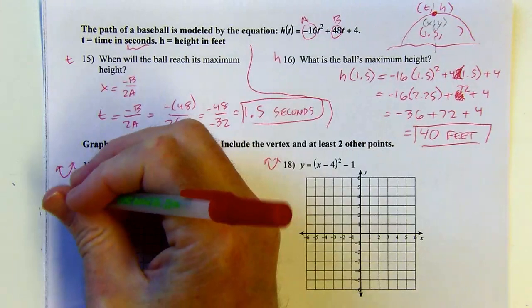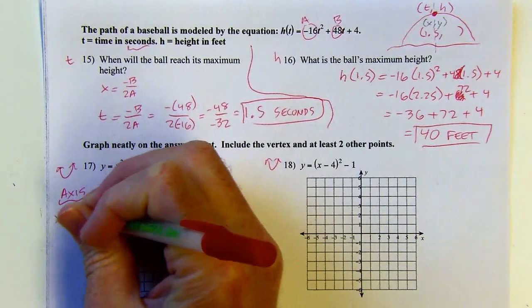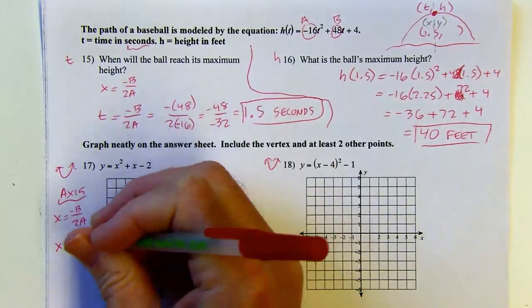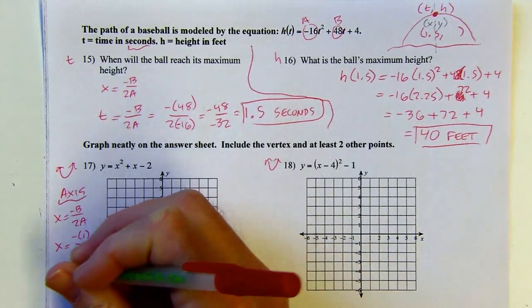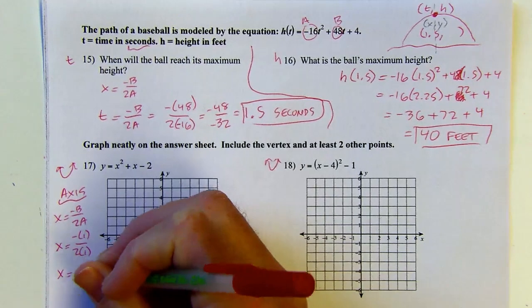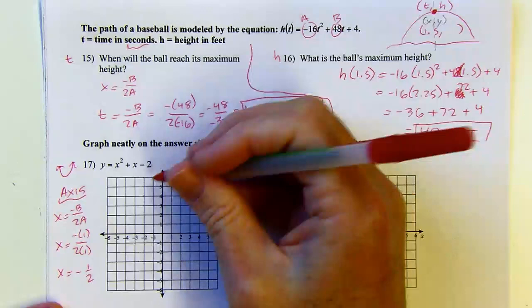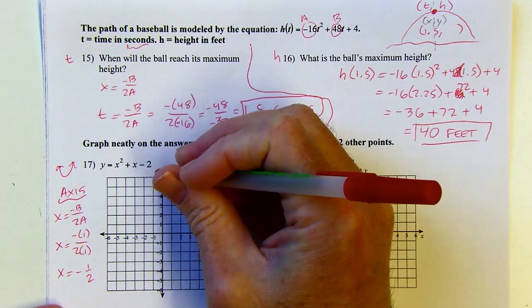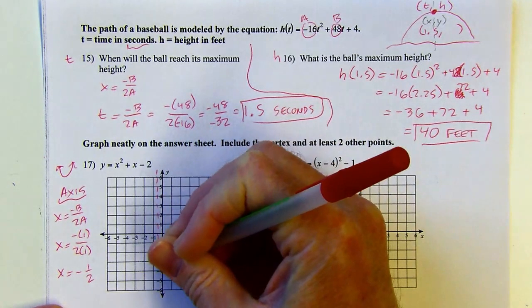So my axis, x equals negative b over 2a again. I'll be using that a lot. My b here is 1, and my a is also 1. So this would be negative 1/2 is the axis of symmetry. Okay, well let's put that in. Okay, I'm just kind of eyeballing this here, but that's the middle of my parabola.